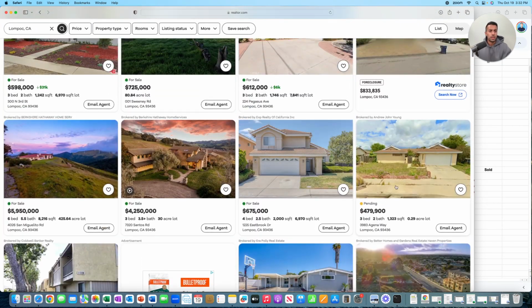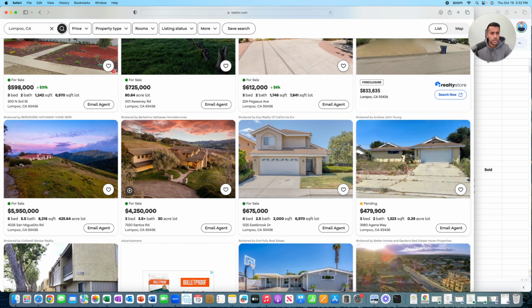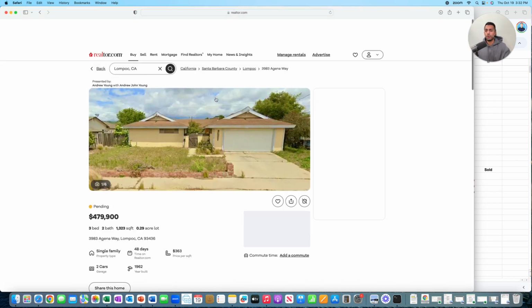Oh, look at this. Okay, 3983 Agena Way. This looks like it's distressed. You can tell by the yard. This fascia board looks a little dated. The roof looks old. So this might be a fixer. So let's try and comp it out.